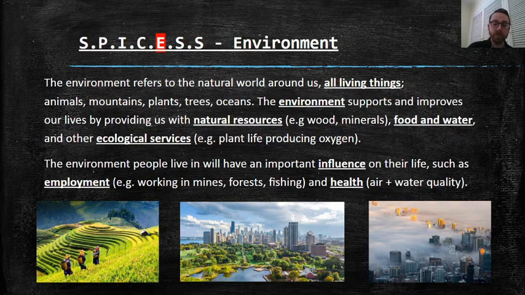The environment people live in will have an important influence on their life, such as employment. So if I live up in Queensland near the Great Barrier Reef, I might have a job working as a tour guide. I might work in the mines if I live in Western Australia, where they have lots of natural resources like oil, gas, etc. I might work in forests, fishing, and it's also going to influence your health, the environment, because the air and water quality of a region might impact your life expectancy. You might live for an extra 10 or 20 years if you live in a clean environment.